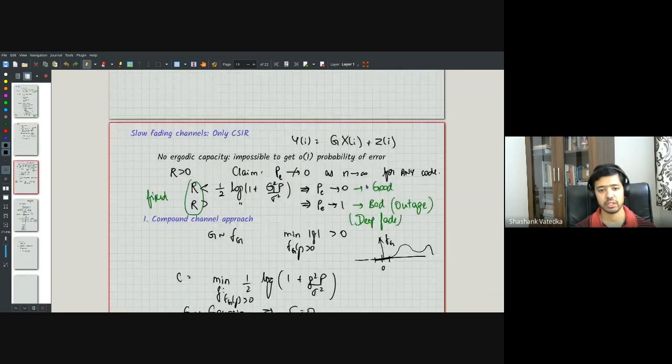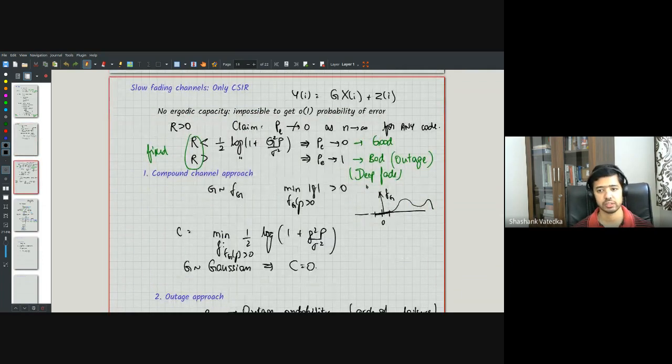But on the other hand, we saw that for slow fading channels, the standard notion of capacity doesn't hold anymore, because no matter what rate you fix in the beginning, there is always a probability of an outage. That is the probability that the channel coefficient is too small for you to sustain a vanishingly small probability of error. So there are different approaches that one can use for slow fading channels.